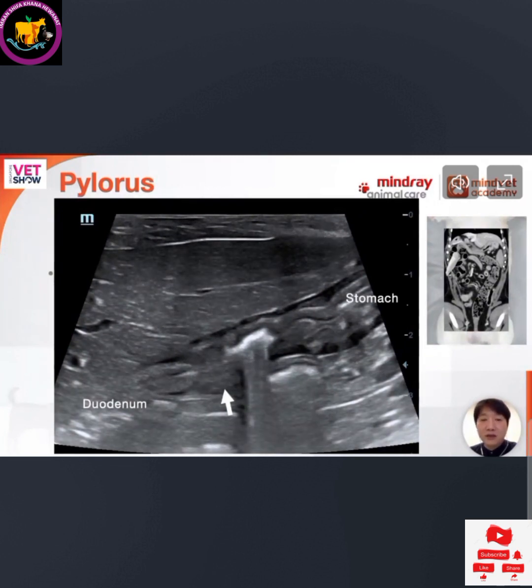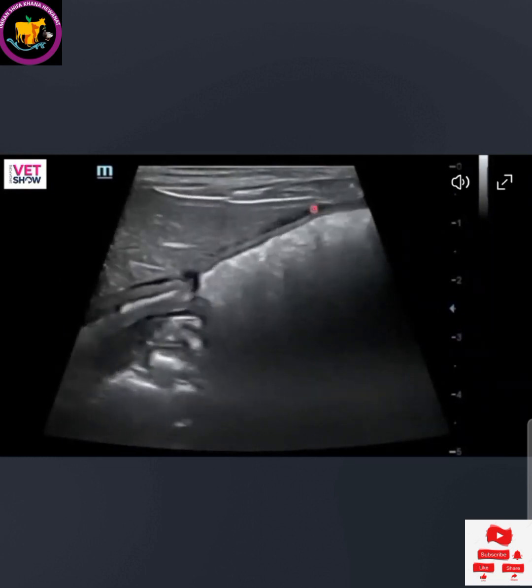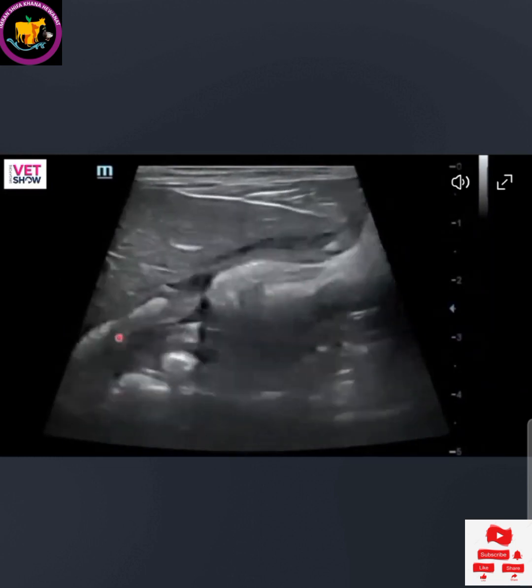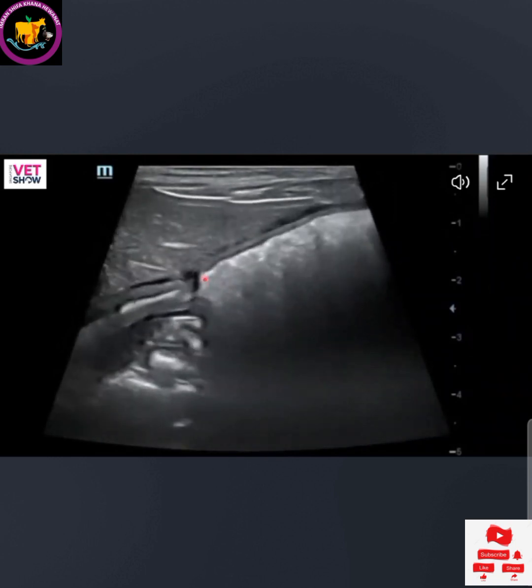To locate the pylorus, follow the stomach and sweep the probe to the right in the dog or to the midline in the cat. You will see this is the stomach and this is the duodenum. The pylorus is the connection area between the stomach and duodenum. If there is any foreign body here, you can see it. You will see this is the stomach and there is the gastric content here and it is the duodenum. So this area is the pylorus.